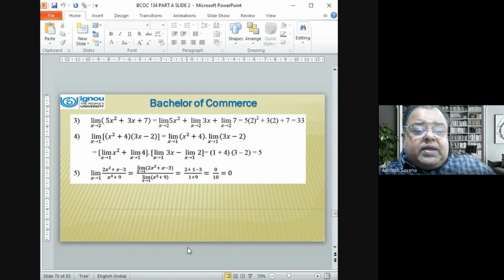In your next problem, the question is in the form of division. So we will apply the limit straight away, replacing x by 1. That will become 2 plus 1, 3. 3 minus 3 is 0, upon 1 plus 9, that is 10. So 0 by 10 will be the answer, which is equal to 0.